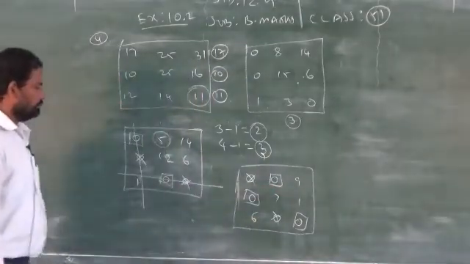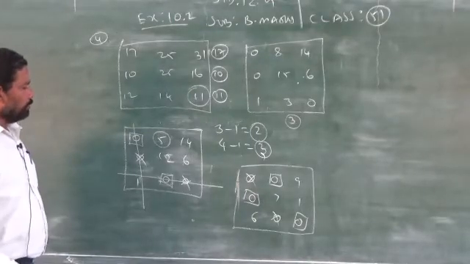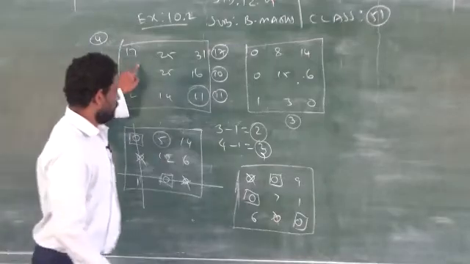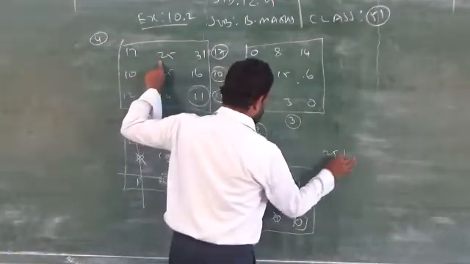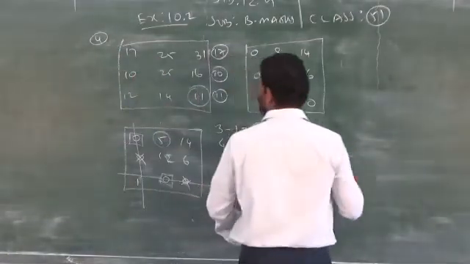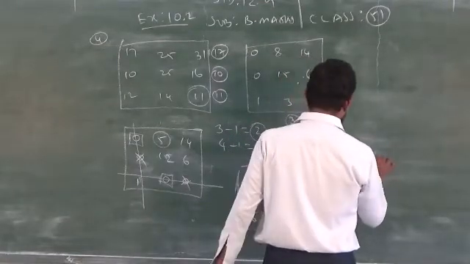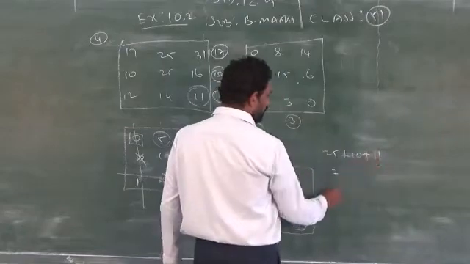That's all. Clear? So now you have to take these values. Where are the zeros? 25 plus 10 plus, what is the last one? 11. Simplify, how much will you get?